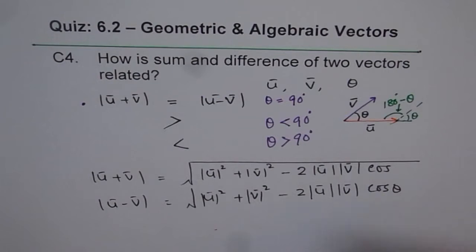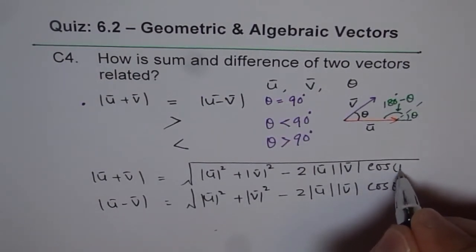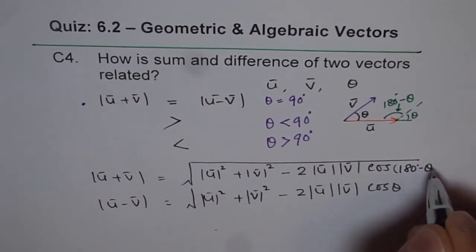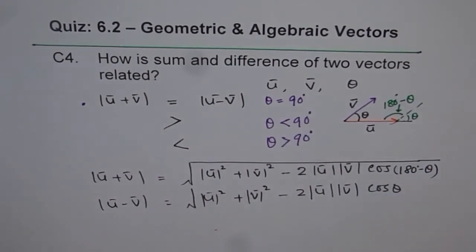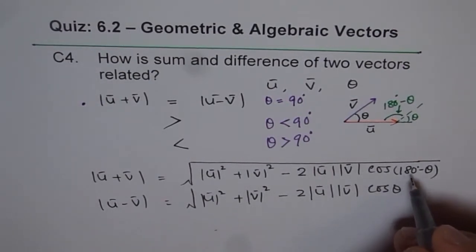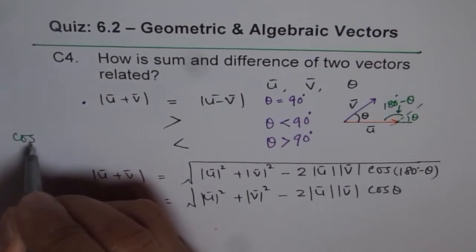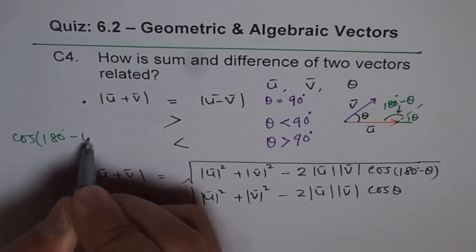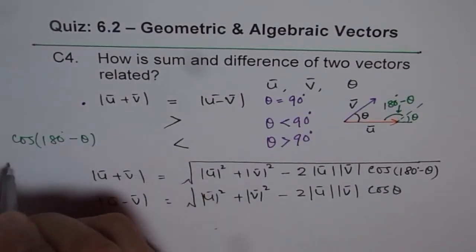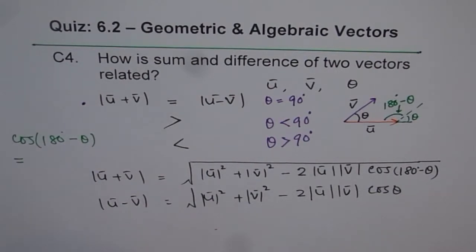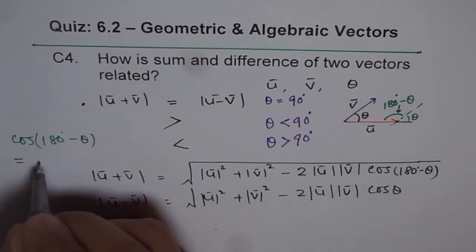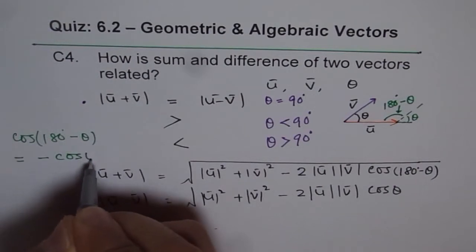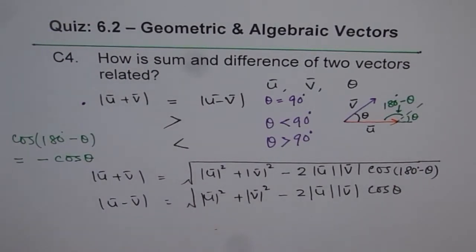So the angle here is not really theta. It is 180 degrees minus theta. That is the angle when it is sum. And can you tell me what cos of 180 degrees minus theta is equal to? It is equal to minus of cos theta. Do you understand? Minus of cos theta.